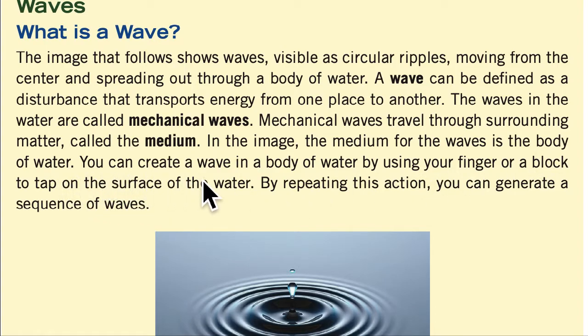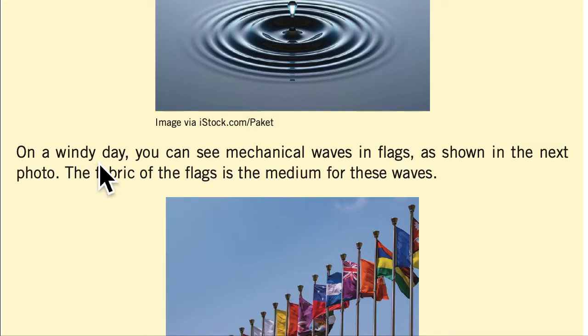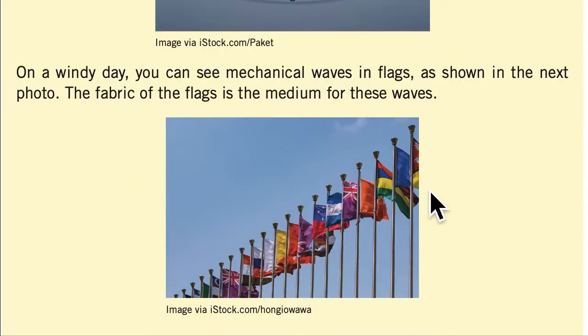You can create a wave in a body of water by using your finger or a block to tap on the surface of the water. By repeating this action, you can generate a sequence of waves. On a windy day, you can see mechanical waves in flags, as shown in the next photo. The fabric of the flags is the medium for these waves.